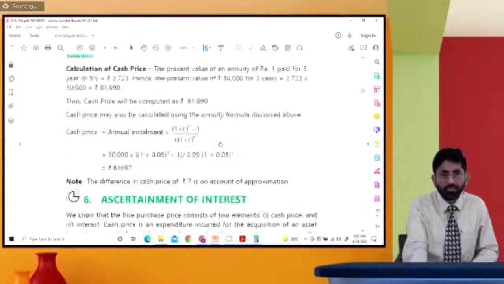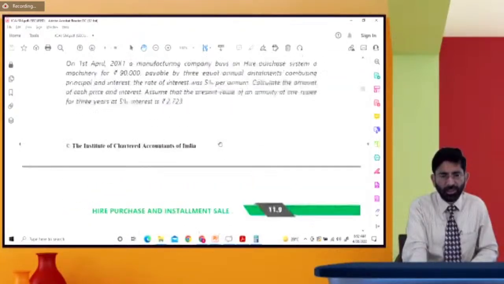Illustration number 3 is very simple. In this, IRR is given to you. You have to multiply it with IRR and get the answer.